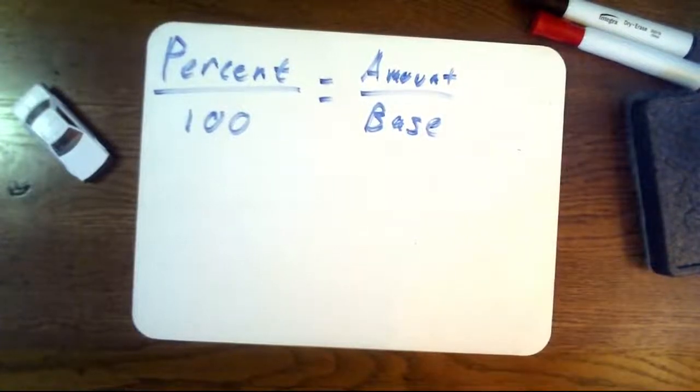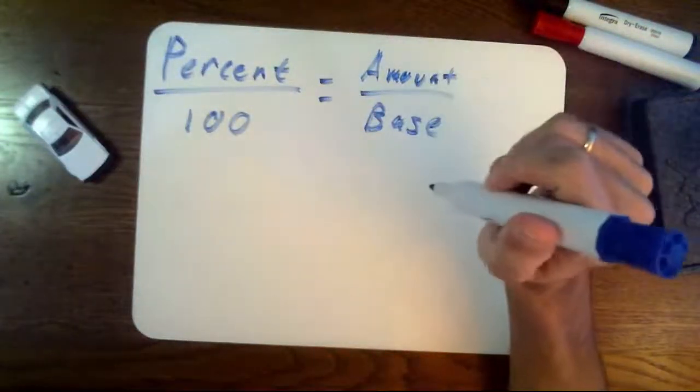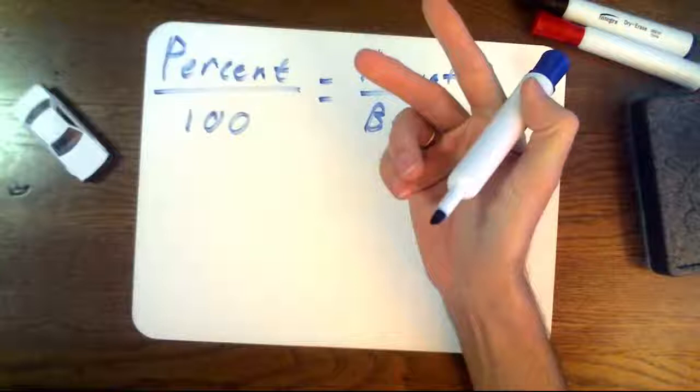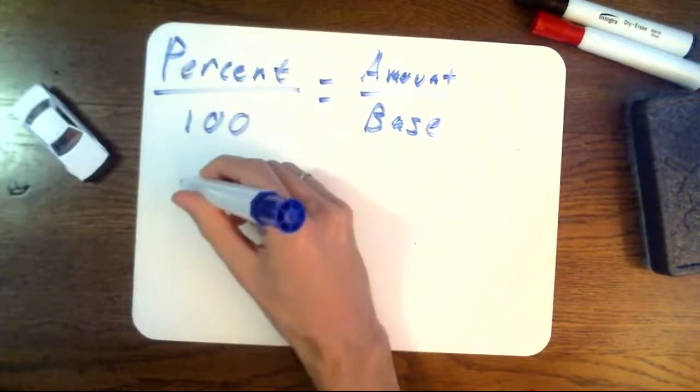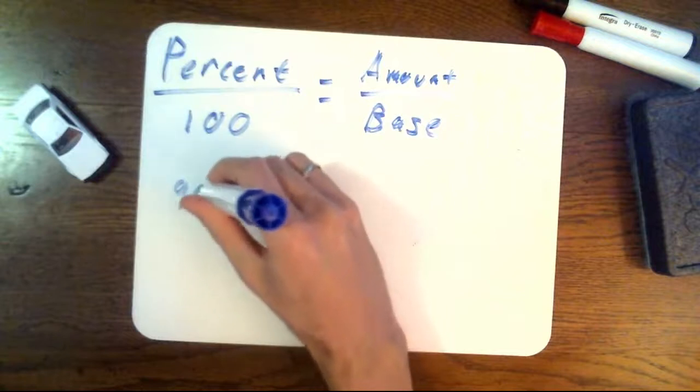I'm going to talk about percents and how this equation works. So, what is a percent? How does it relate to decimals? How does it relate to fractions? Well, let's start with 90%.